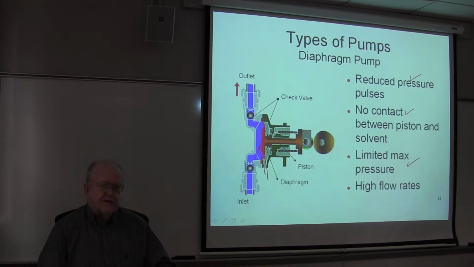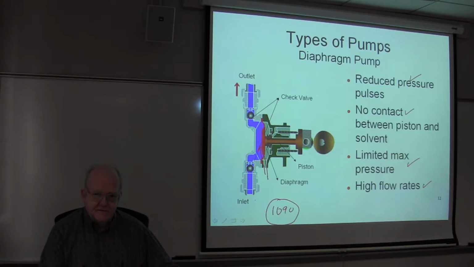The pressures were limited by how strong the diaphragms could be made, and they could go to fairly high flow rates. This was the workhorse type of pumping system in the old Hewlett-Packard 1090, and there must be 20 or 30,000 of these pumping systems around the U.S. still to this day. They were extremely reliable types of systems and fairly easy to maintain.